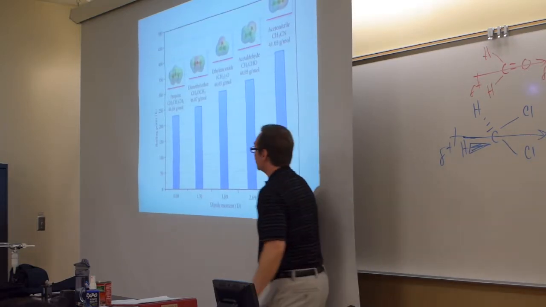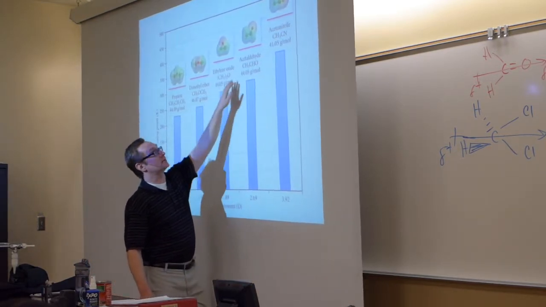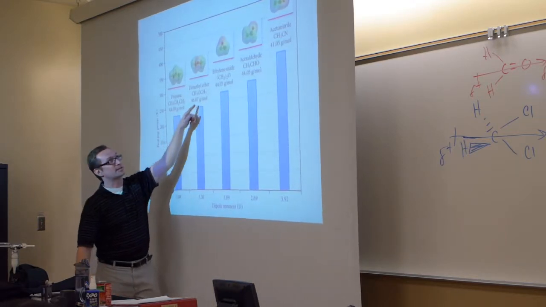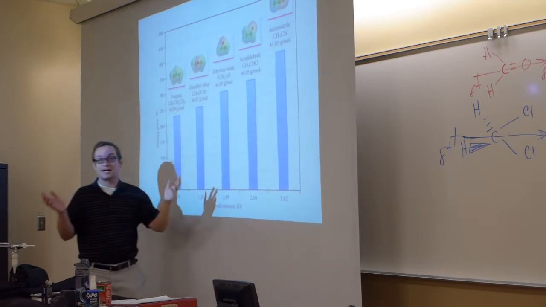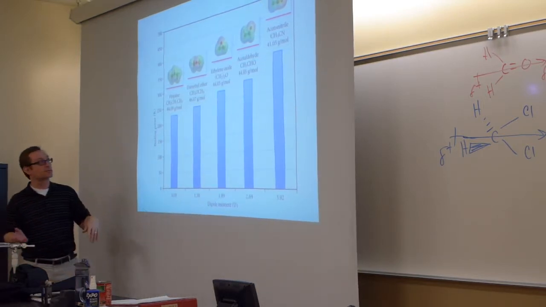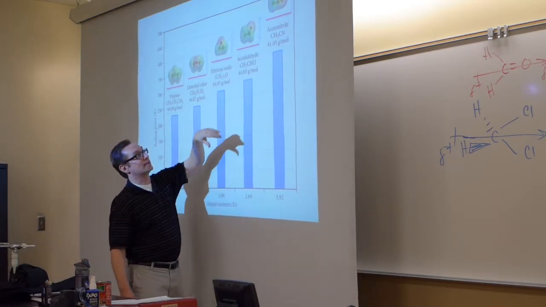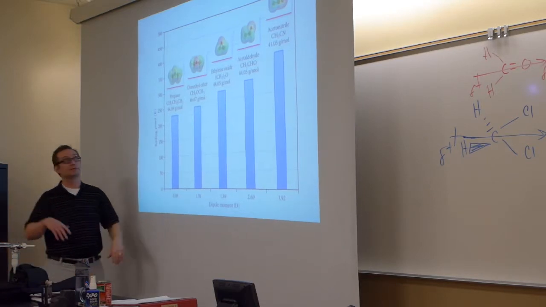Here's another example. You got propane, dimethyl ether. What do you notice about all these molar masses? 44, 46, 44, 44, 41. Okay, they're all about the same size, same dispersion forces, but look at the boiling points. The boiling points go up and up and up and up. Okay, why is that? Because you're looking at increasing polarity of the molecules.